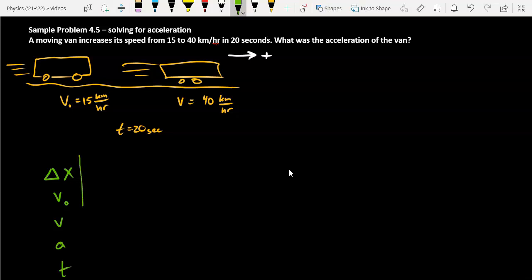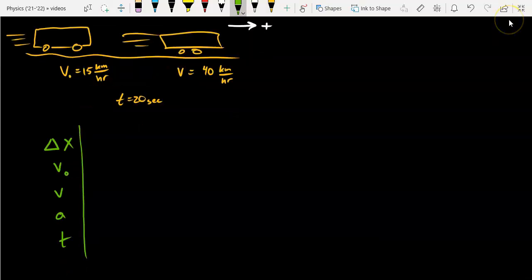Okay, and then I draw a little line going down. And then we can keep track of everything that's here. Go through the problem and see what we got. We have a car. It doesn't tell us anything about displacement, but what it does say is it starts at 15 kilometers per hour. It says it finishes at 40 kilometers per hour.